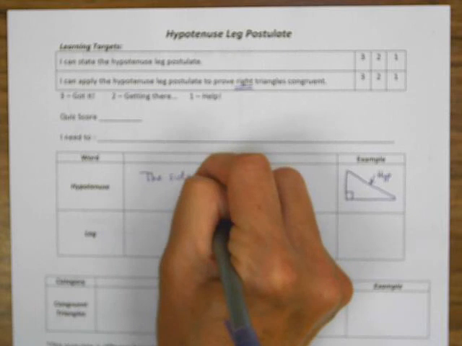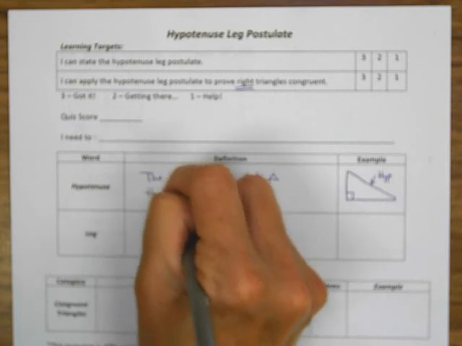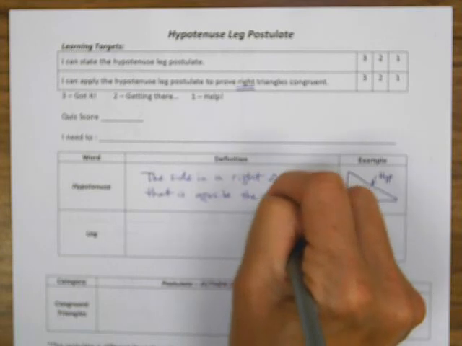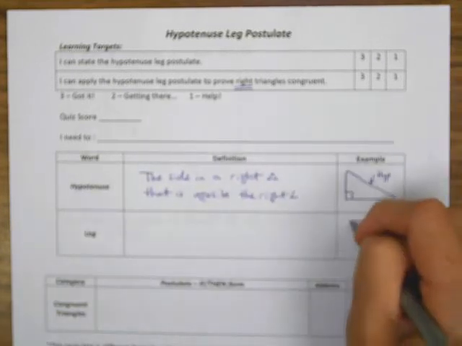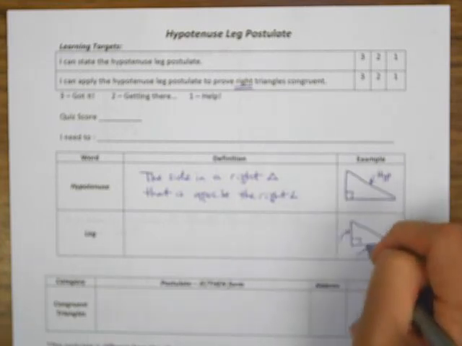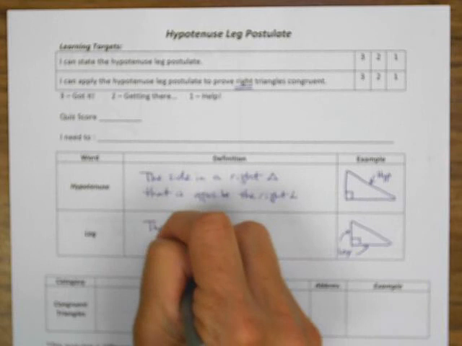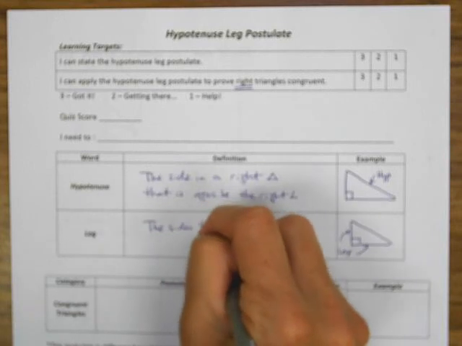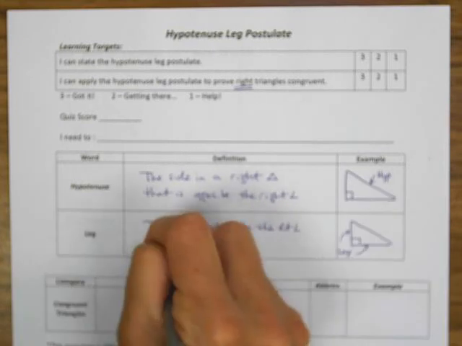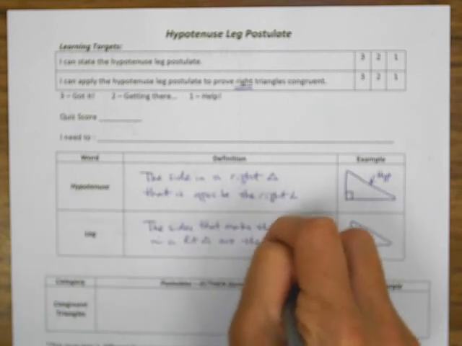The side in a right triangle that is opposite the right angle. And then the leg, there's actually two legs in a right triangle. If that's the right angle, these two sides right here are the legs, and so we're going to say the sides that make the right angle in a right triangle are called the legs.